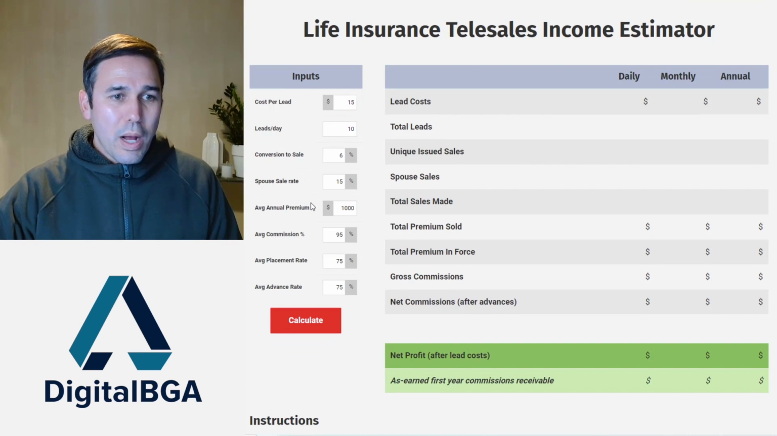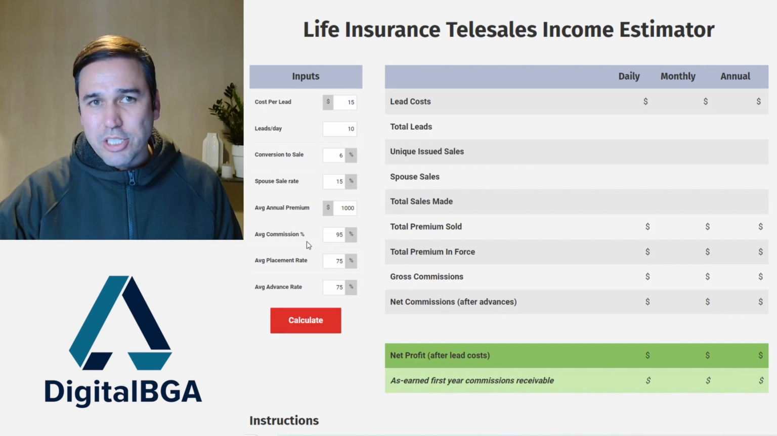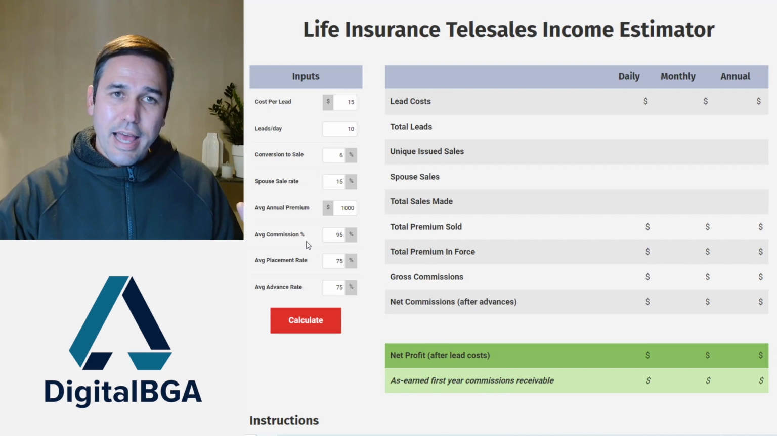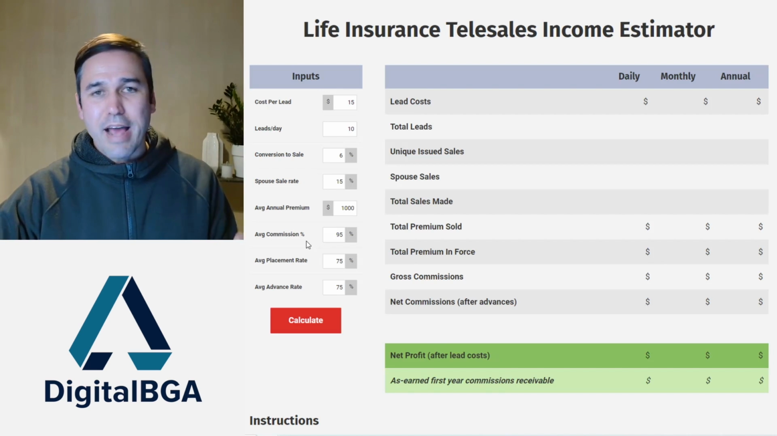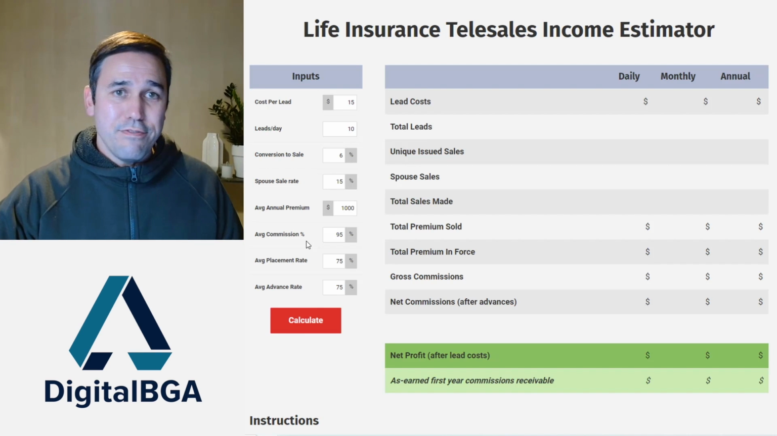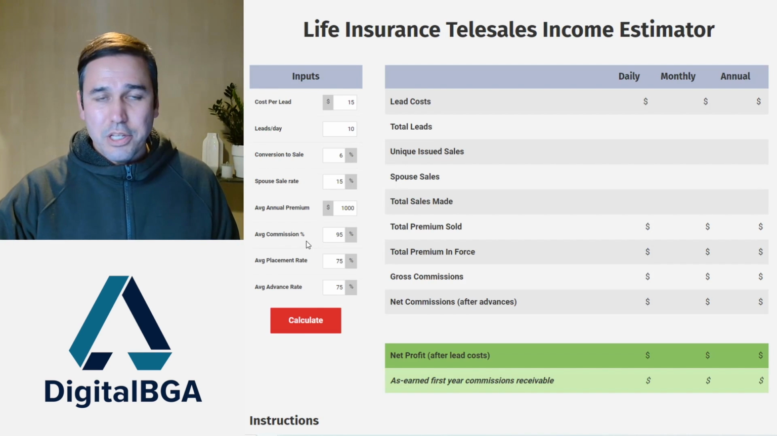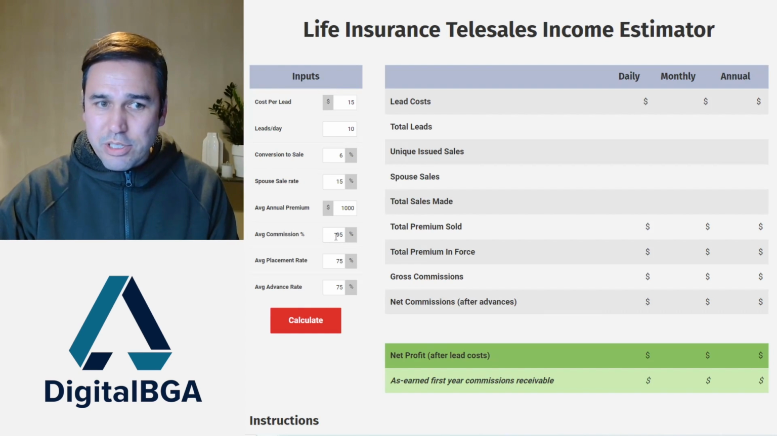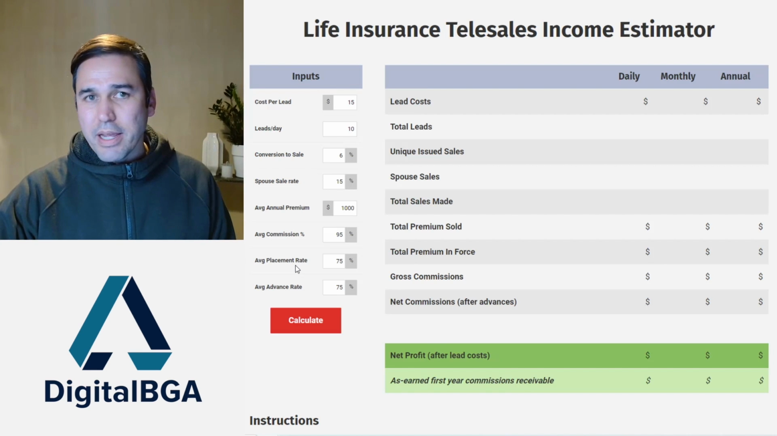So, average annual premium, you have average commission. Let's just say this is final expense. If you're at an average 110% commission, but when you factor in your GI business, advanced caps, or your graded business, it might be 95%. So we're just being conservative and not saying 110, we're saying 95%. And then average placement rate, 75%.